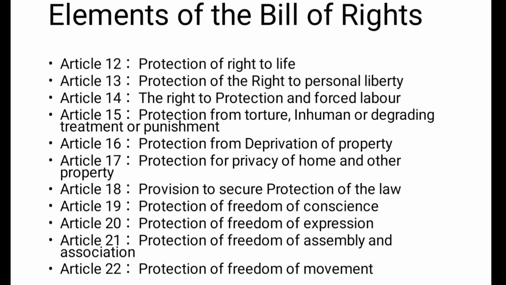property. Now, this article makes a provision for protection of privacy of home and other property. It prohibits the search of a person or his or her property or entry of premises without consent, except as established by the law. Then we have Article 18, which stipulates a provision to secure protection of the law. Now, this article gives provisions to secure protection of the law for any person that is charged with a criminal offense.